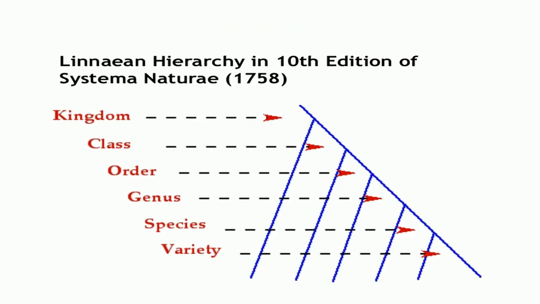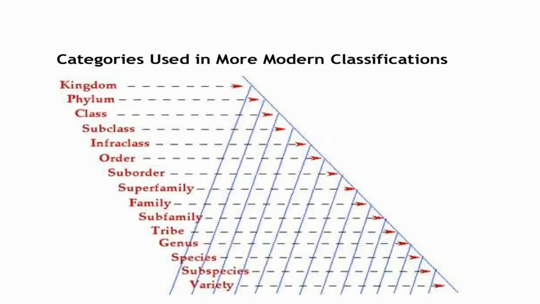Here, Carl Linnaeus introduced this in 1758 in the 10th edition of Systema Naturae. He used kingdom, class, order, genus, species, and variety. But nowadays there is a modern classification with the addition of new terminology such as superclass, infraclass, superorder, and family types, etc.